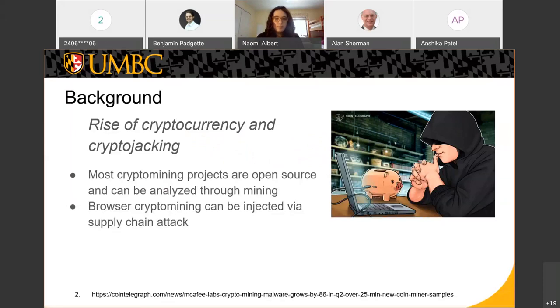So what makes matter worse is that crypto mining code are open source. So almost anyone can access a malicious crypto mining code and conduct a supply chain attack. However, it being open source also means that we can analyze and detect this code using software repository mining techniques. Next slide, please.